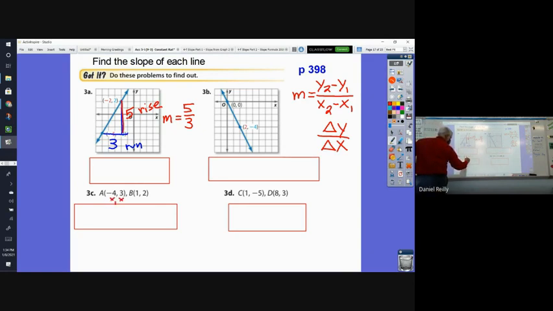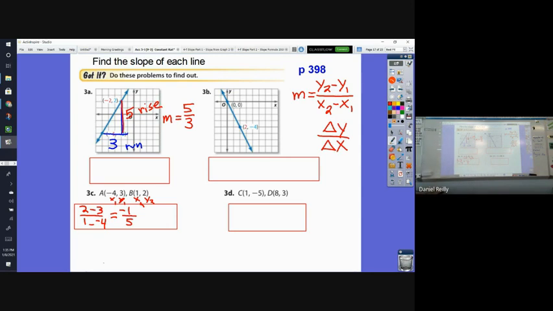X1, Y1. Okay, we'll label the points. X2, Y2. This is optional, but it helps you keep things straight. So the formula then is 2 minus 3, y2 minus y1 over x2 minus x1. Be careful with subtractions of positive and negative numbers, right? So this comes out to -1 over 5.